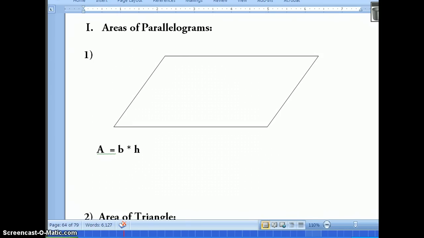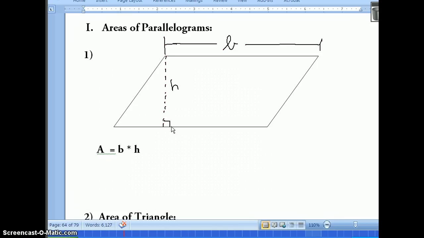The base can be either one of these lengths, the one on top or the one on bottom that's parallel. The height, however, is not one of the sides of the parallelogram. It's this length here. If I go too fast, it loses it. There. The height is that length. It's the length of the altitude.